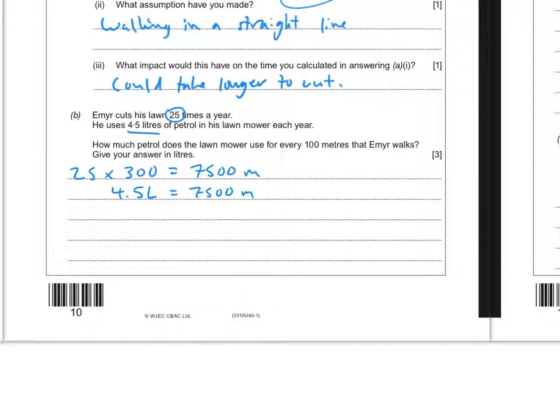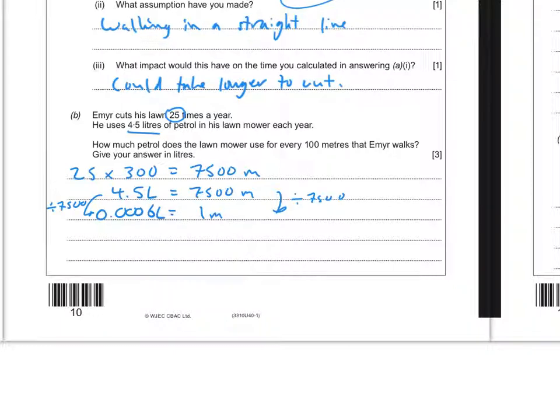To find out how much petrol we use over 1 meter, we'd have to divide both of these by 7,500. So for 1 meter, if we do 4.5 divided by 7,500, we use 0.0006 litres for every 1 metre.